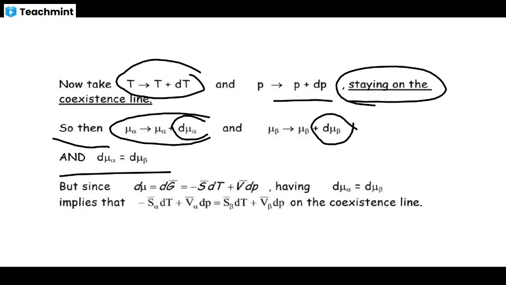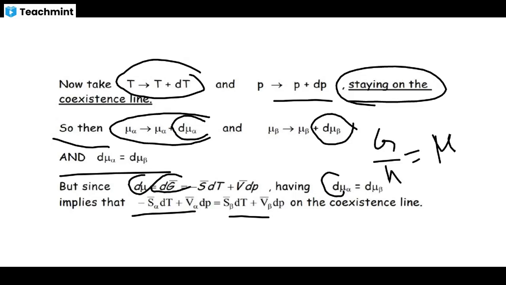But since dG is minus S dT plus V dP, the change being the same means these become equal. The delta g bar is nothing but delta mu. So G by n is nothing but the chemical potential: just dividing the Gibbs free energy by the number of moles gives the chemical potential. So this should be the same on the coexistence line.